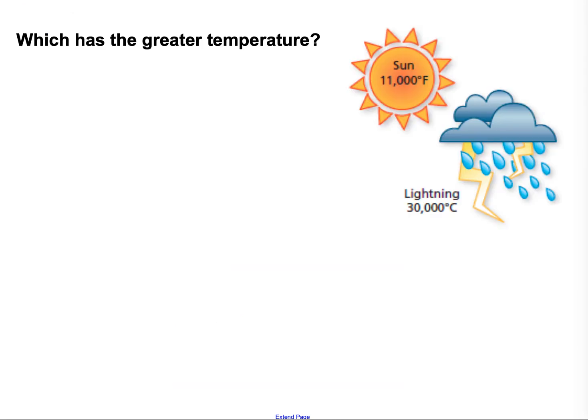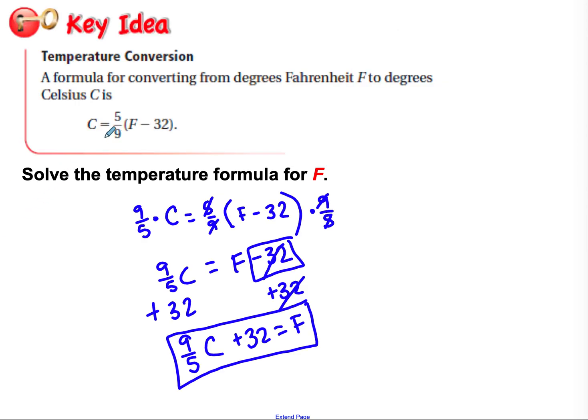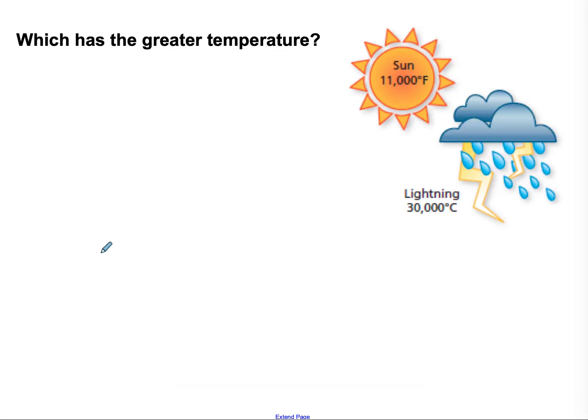All right, let's look at this next one. So which has the greater temperature? We have the sun that has 11,000 degrees Fahrenheit. We have lightning that is 30,000 degrees Celsius. So what we need to do is change either our Celsius to Fahrenheit or our Fahrenheit to Celsius using the formula on the last slide, this one right here. And then we'll compare it. So you can pick which one you want to use. Go ahead and pause the video and try this on your own.